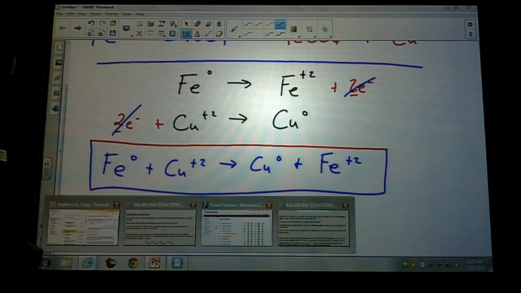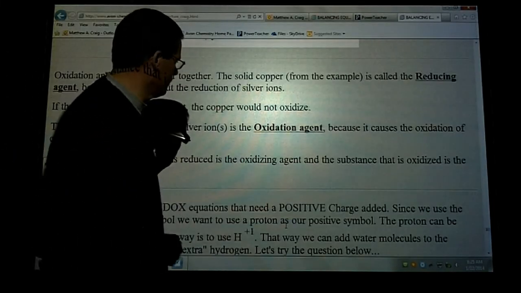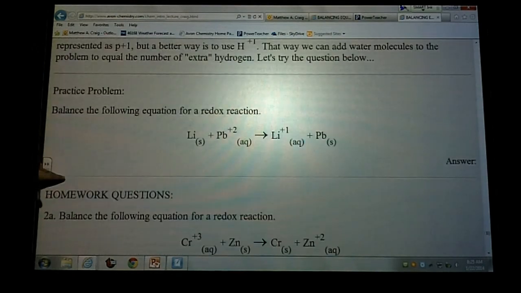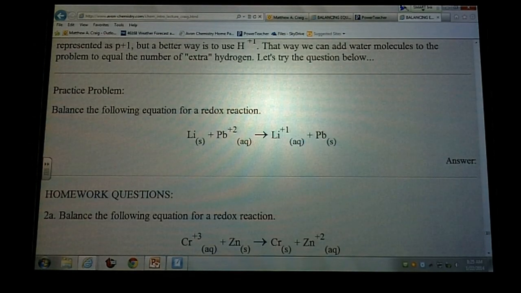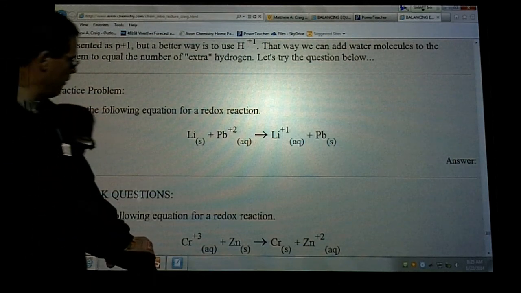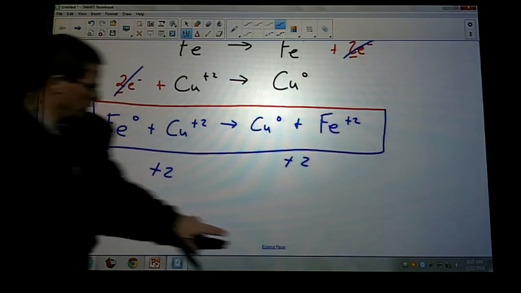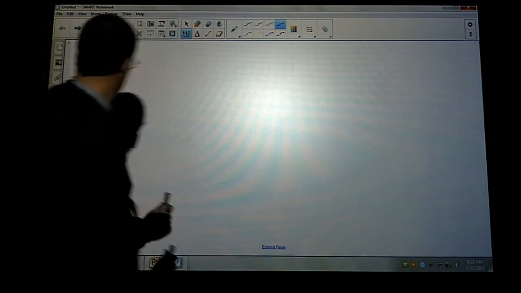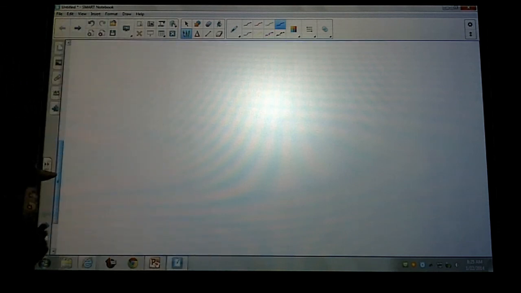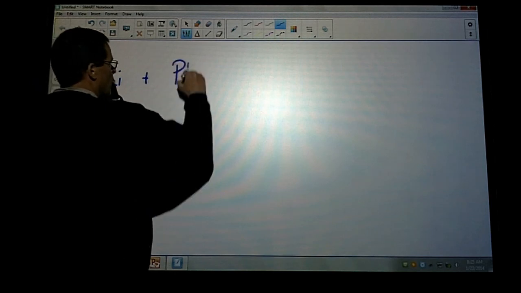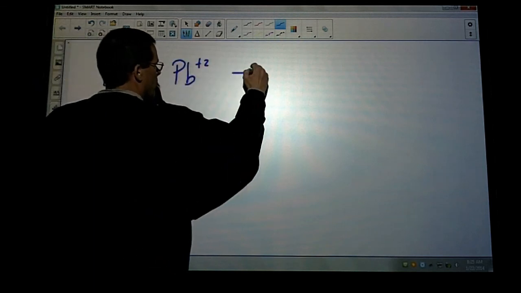So let's do another one. Okay. Let's look at this one in your notes. Okay. Where you have lithium, and I didn't even include the non-metal in this. Okay. So we have lithium and lead +2. So let's scroll that down. So we have lithium and lead with a +2 charge.